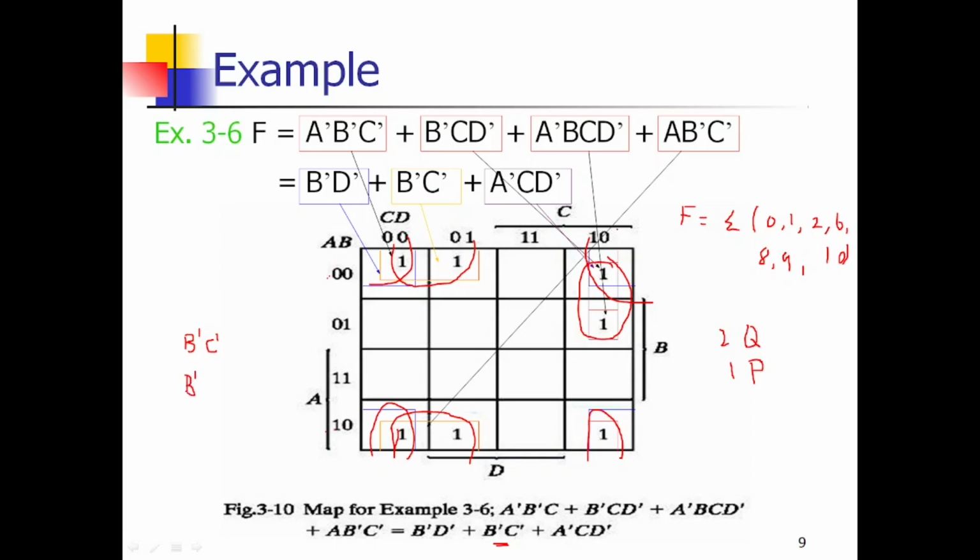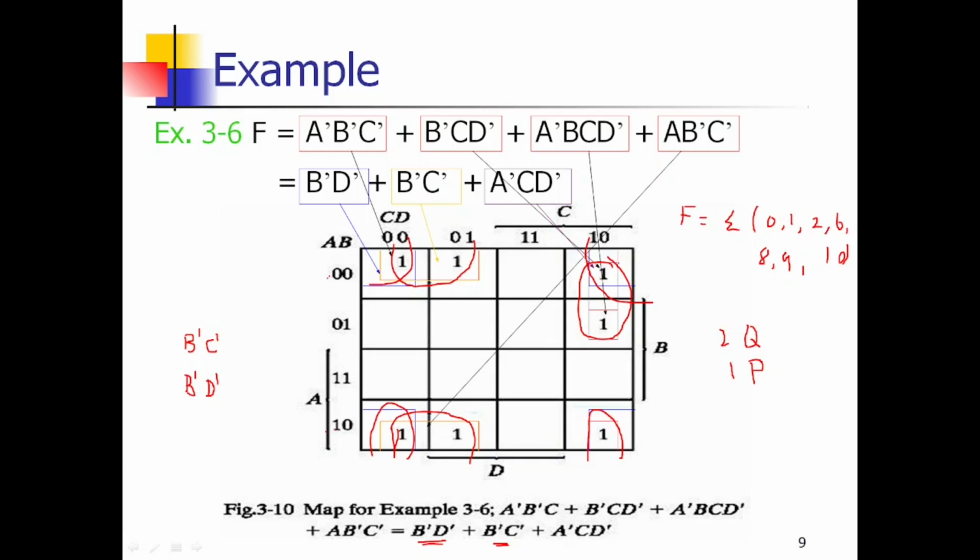Okay, and what about the column variable? Column variable c dash, here is c, c dash plus c becomes 1 and the remaining is d dash, b dash, d dash. So this is the term obtained here. Okay, the blue marked quad.